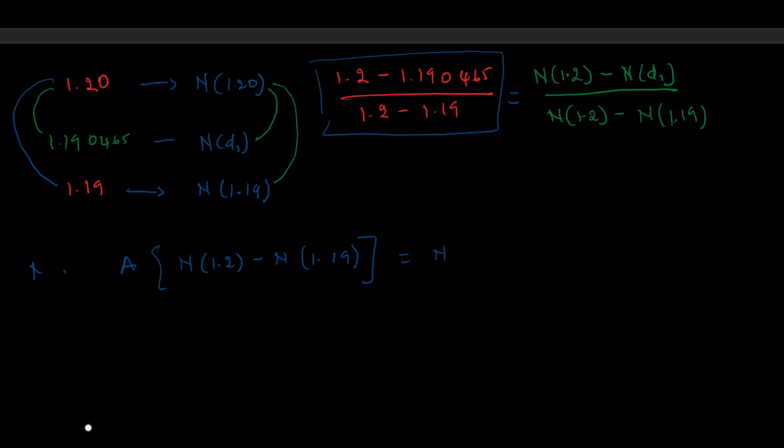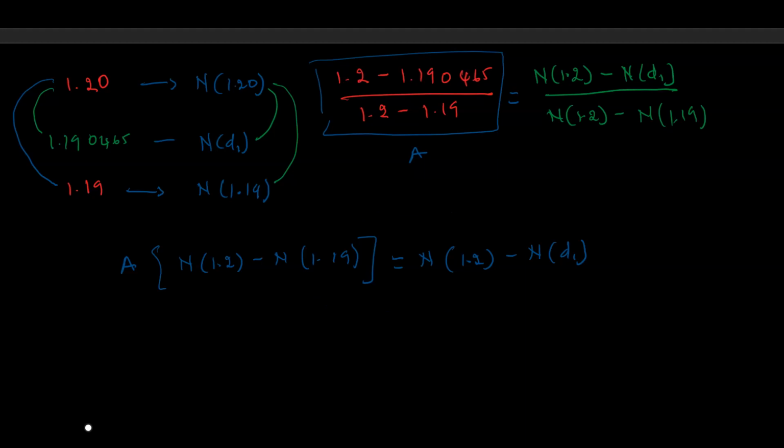Actually, let's do that step by step because I skipped some steps here. Essentially, this ratio here is A, is equal to the equality, so multiply that by N1.2 minus N1.19 to get rid of the denominator on that side of the equation, and so this should be equal to N1.2 minus ND1, and I need to isolate ND1, so I'm going to move ND1 on that side and move this over there.